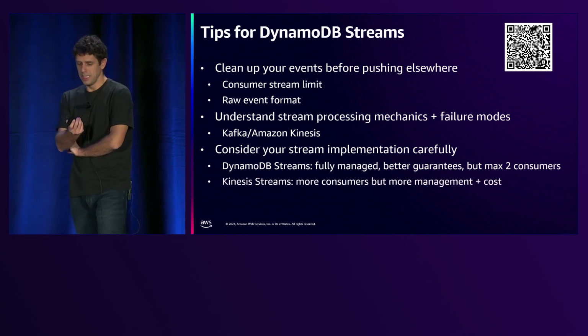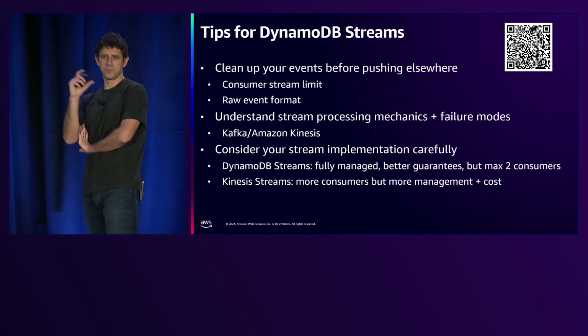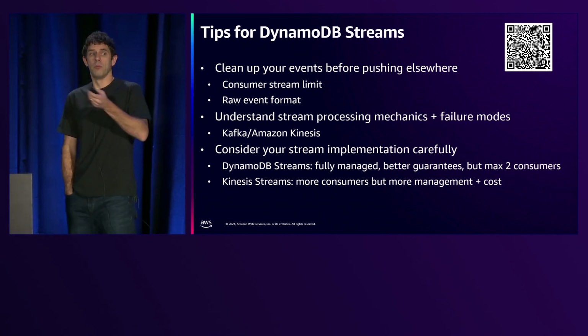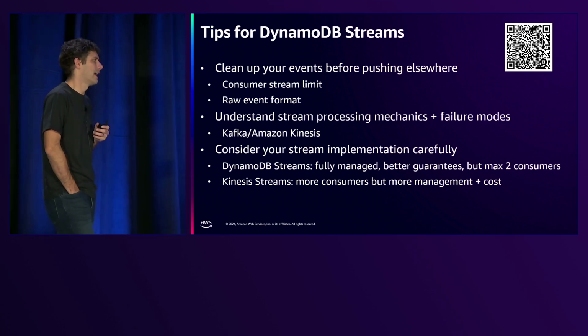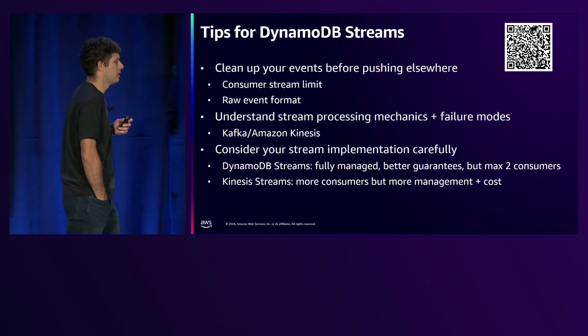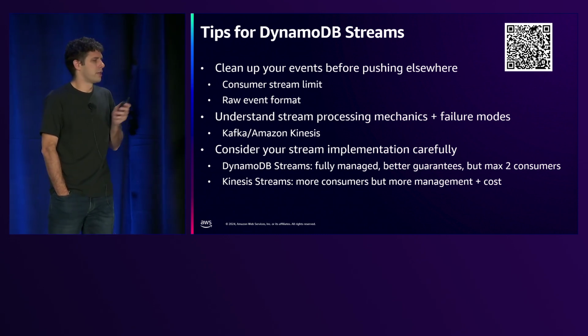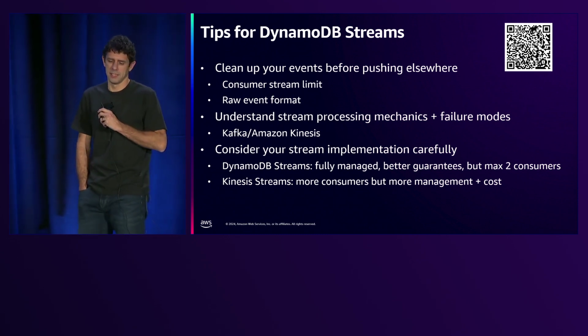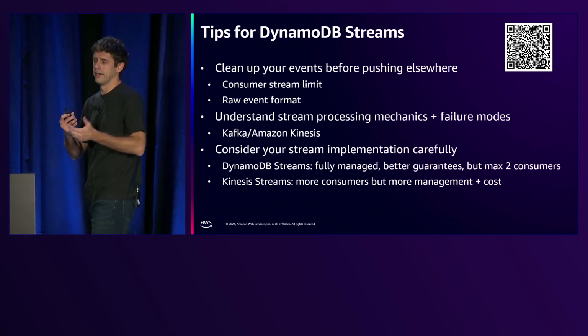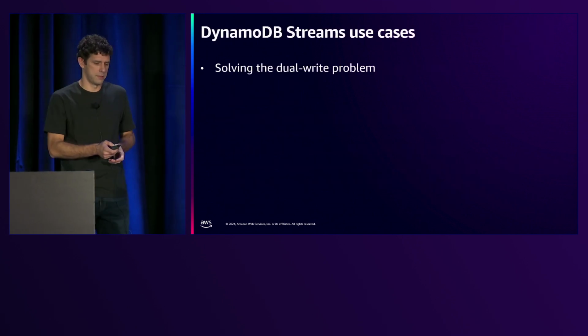If you decide you need more consumers, they do allow you to go to native Amazon Kinesis streams, right? That's going to allow you to have more consumers, 5 to 20 consumers, something like that. But there's more management of that. There's more cost. You're actually paying for the stream itself. And there are slightly weaker guarantees around ordering and duplicates. So you just need to weigh those trade-offs. I would say DynamoDB streams in most cases, unless you feel like you need multiple of those.